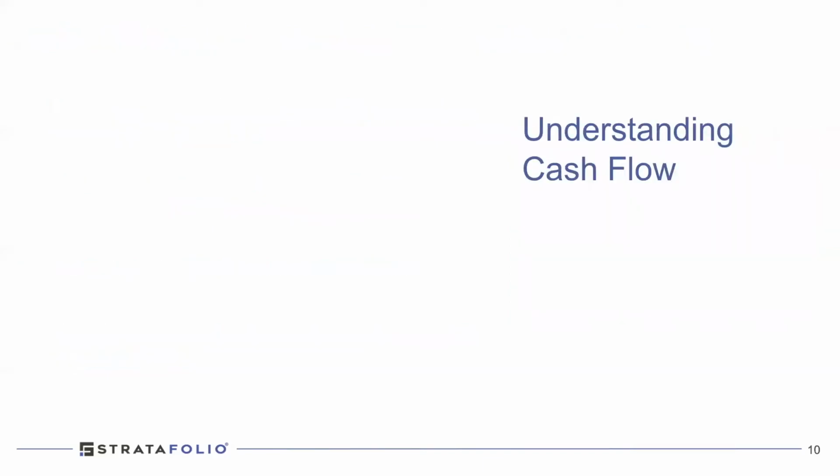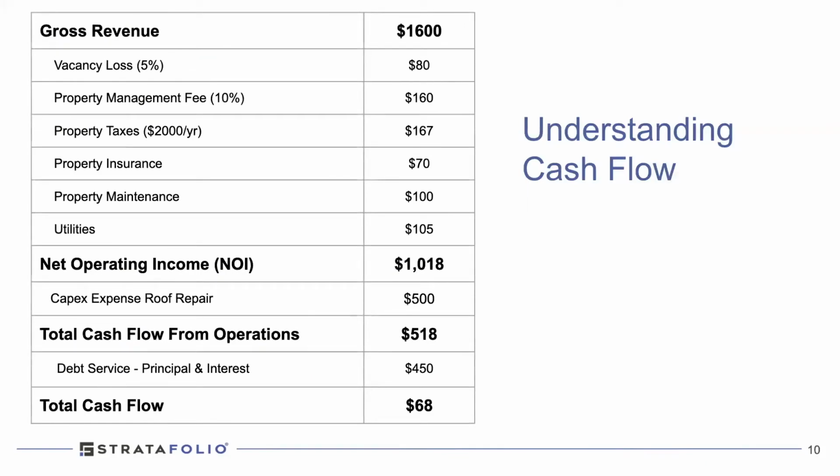Next thing we want to talk about is cash flow. And really this is a huge one as well. This is kind of another example of what a financial statement may look like, starting with gross revenue. You have all of your operating expenses that gets you to your NOI, net operating income. We threw in a Capex expense here, something like a roof repair or something like that.